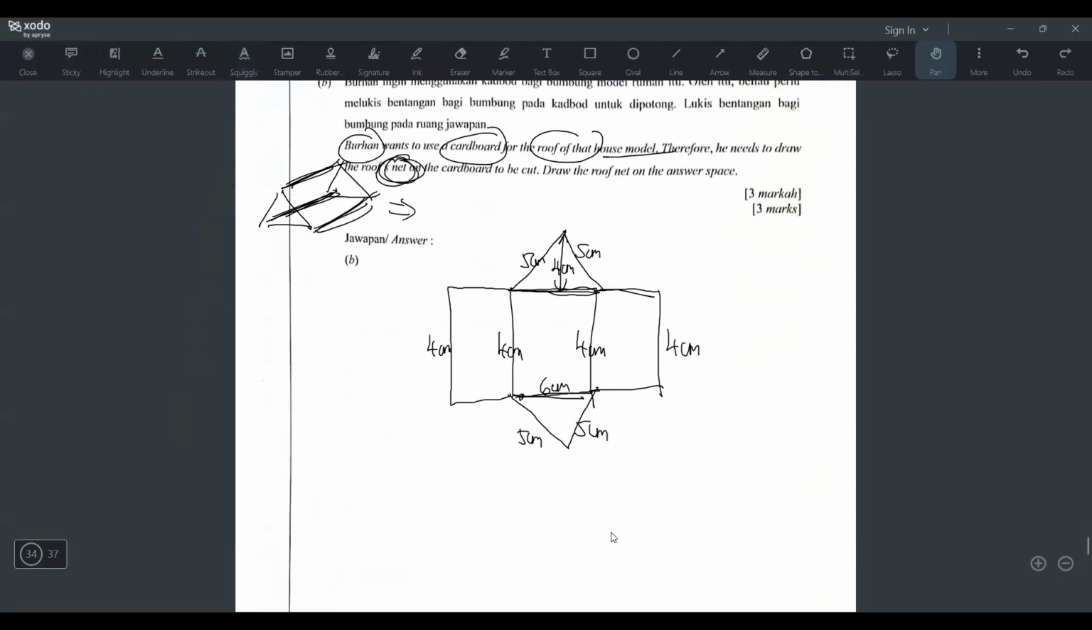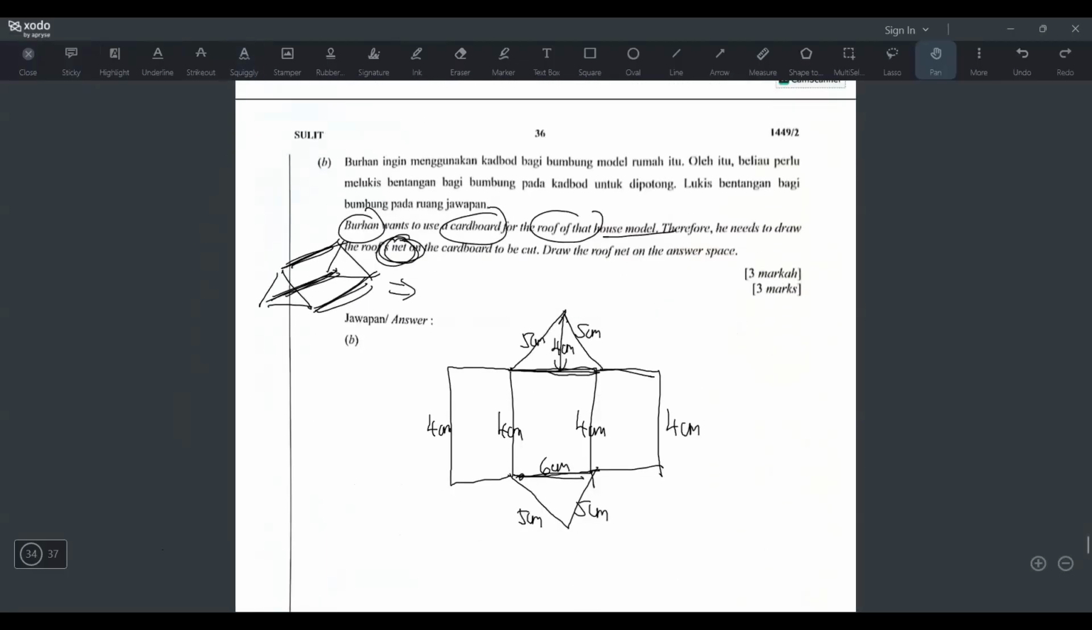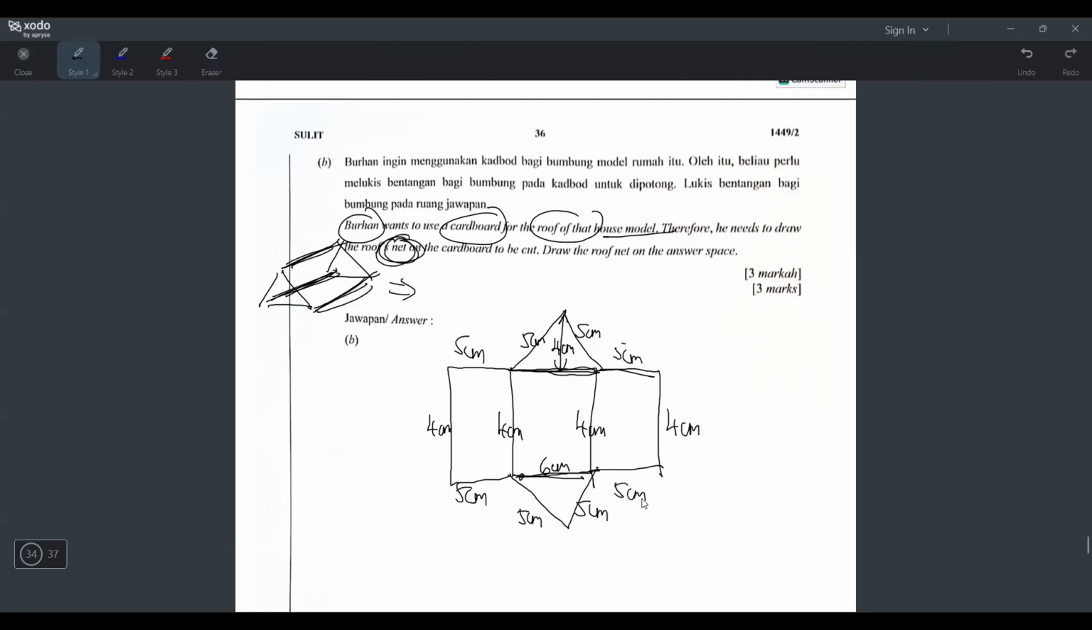Yes. Let me just check with the schema quickly. So B, 6 cm, 5. I think I did it correctly. Let's label this also, 5 cm. Let's label everything just to be safe. The schema actually did it like me also.